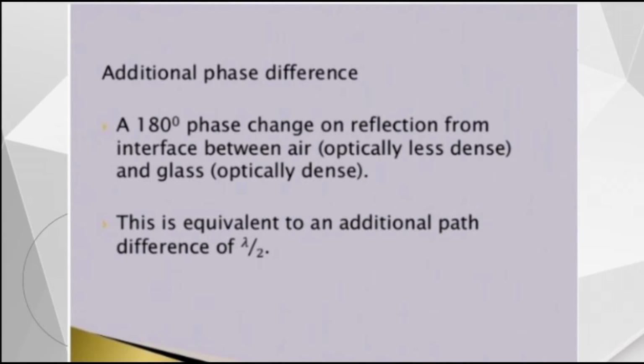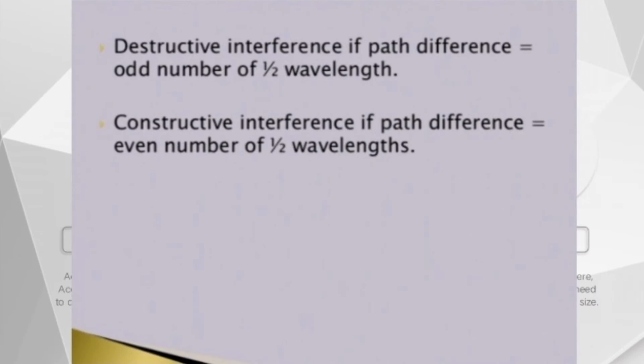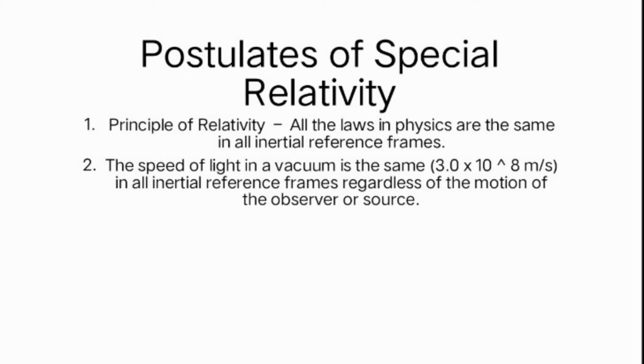Additional phase difference. A 180-degree phase change in reflection from the interface between air and glass. This is equivalent to an additional path difference of lambda over 2. Destructive interference if the path difference is equal to an odd number of 1/2 wavelengths. Constructive interference if the path difference is equal to an even number of 1/2 wavelengths.